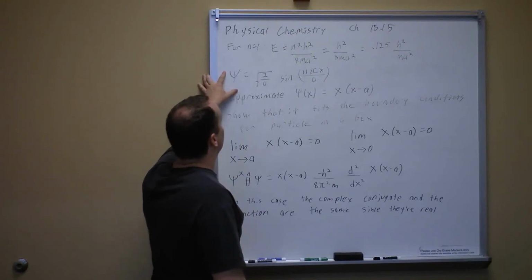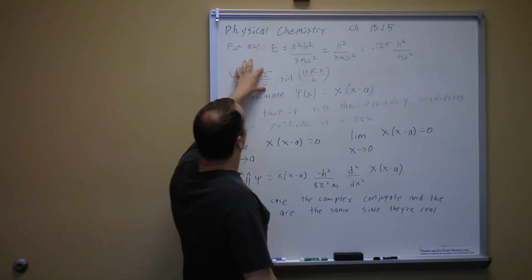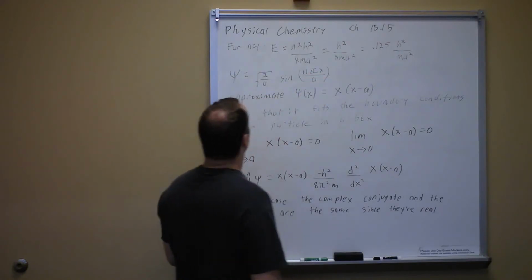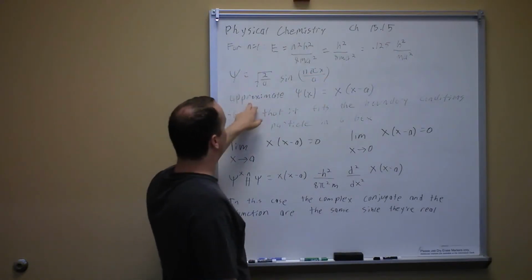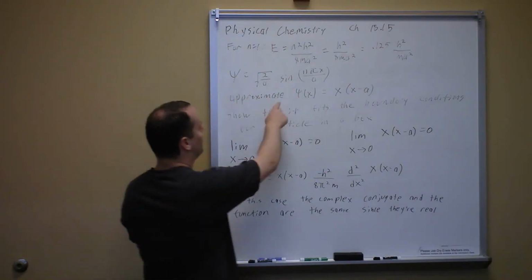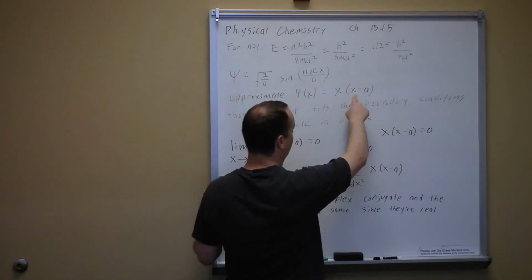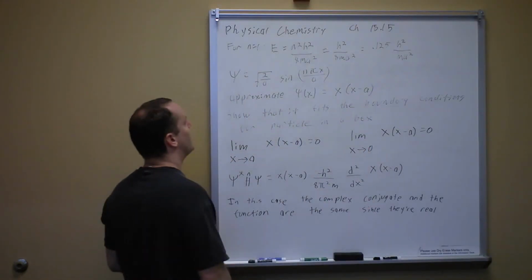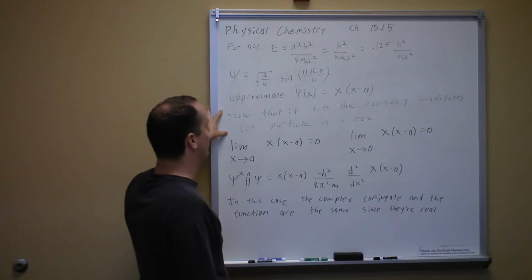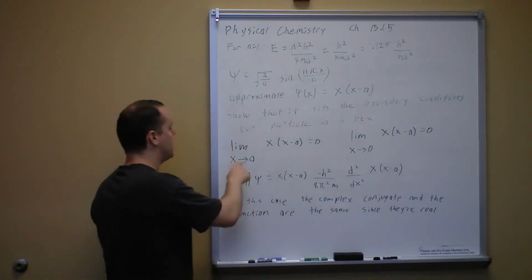Now we're going to say that psi is actually the square root of 2 over a times sine of n pi x over a. But what we're going to do is approximate it, because we don't really have a way to calculate sine except your calculator. We're going to approximate psi of x with x times (x minus a). Now the first thing we have to do is make sure that it fits the boundary conditions for a particle in a box. And it does.